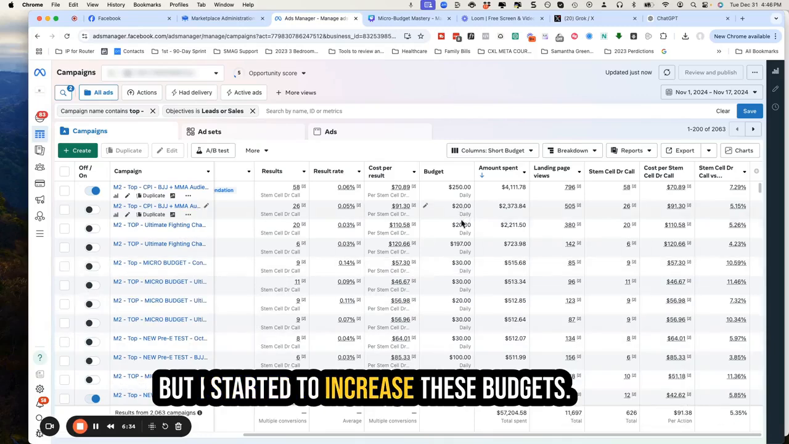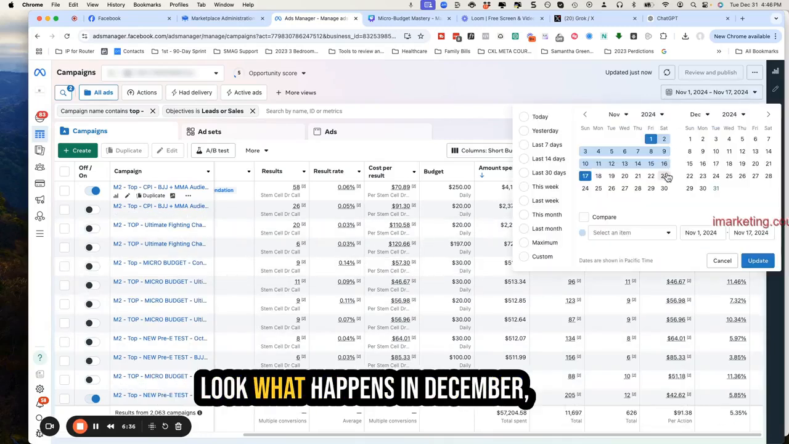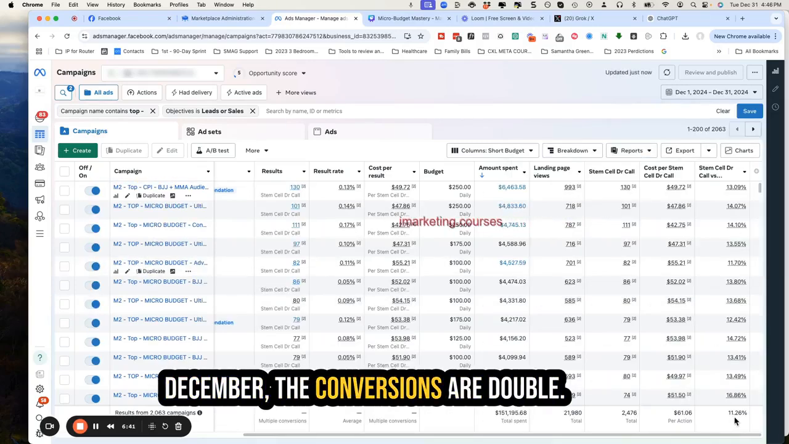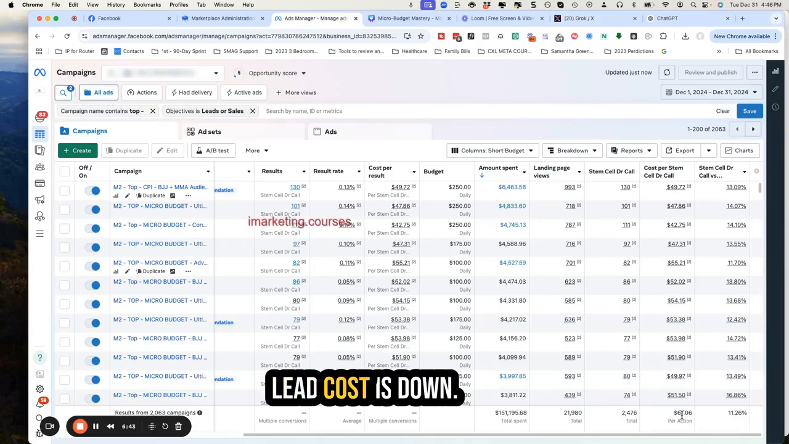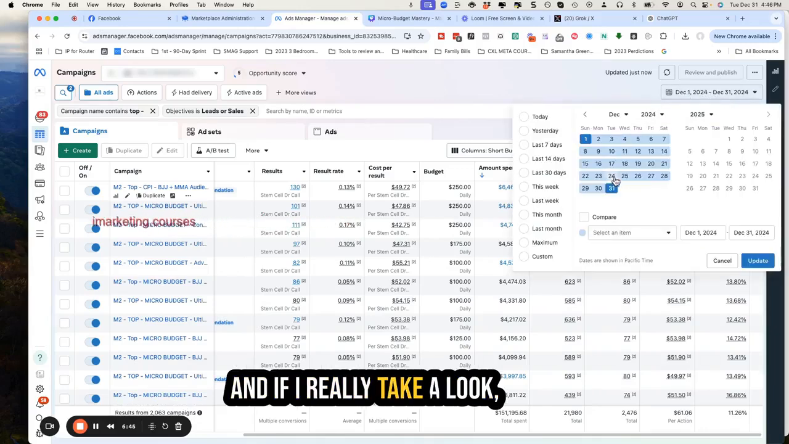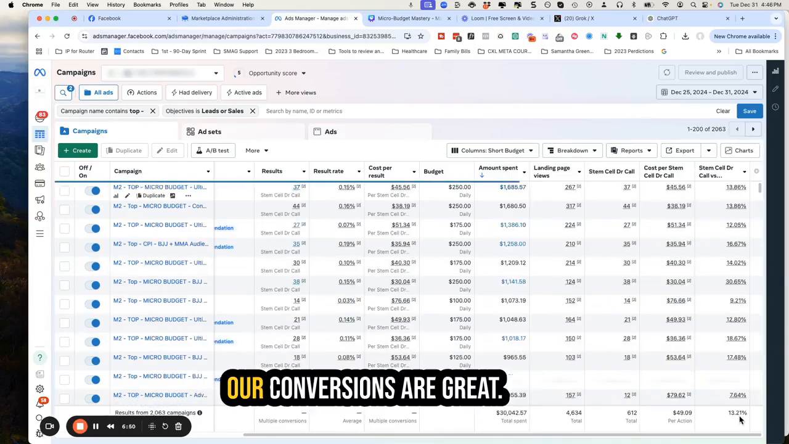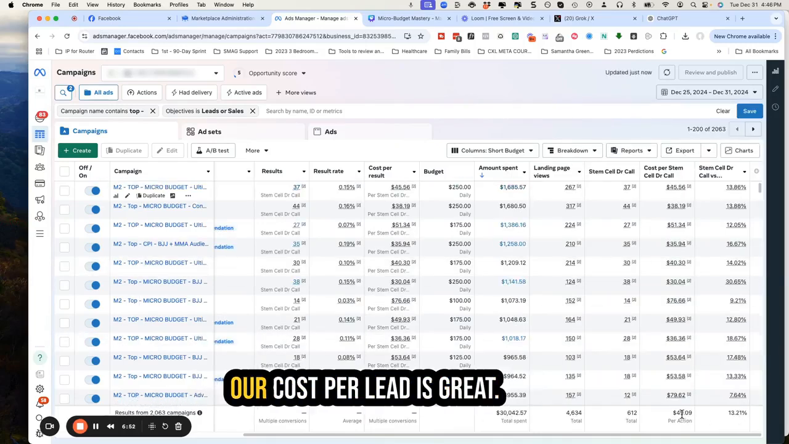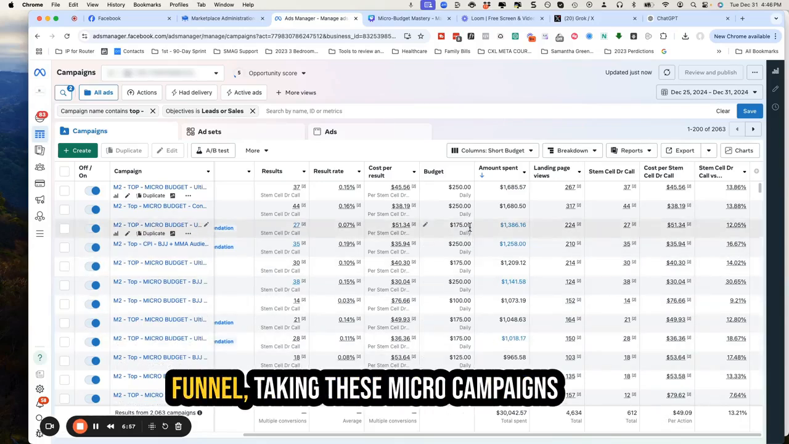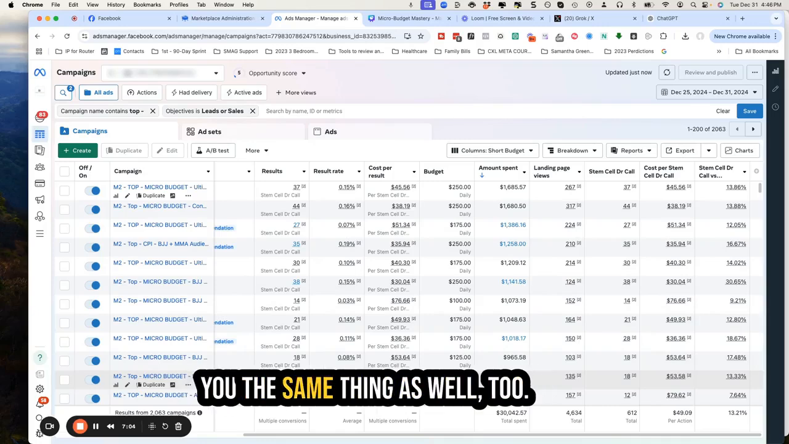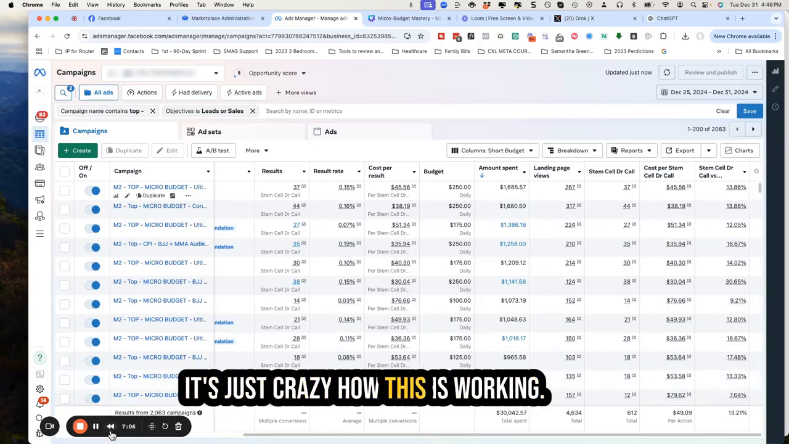But I started to increase these budgets. Look what happens in December, which is just crazy, because in December, the conversions are double, lead cost is down. And if I really take a look, after the holiday season, the 25th through today, our conversions are great. Our cost per lead is great. Again, we spent $30,000 top of funnel taking these micro campaigns and slowly increasing the budget. I'm going to go ahead and jump into another ad account and show you the same thing as well too. It's just crazy how this is working.